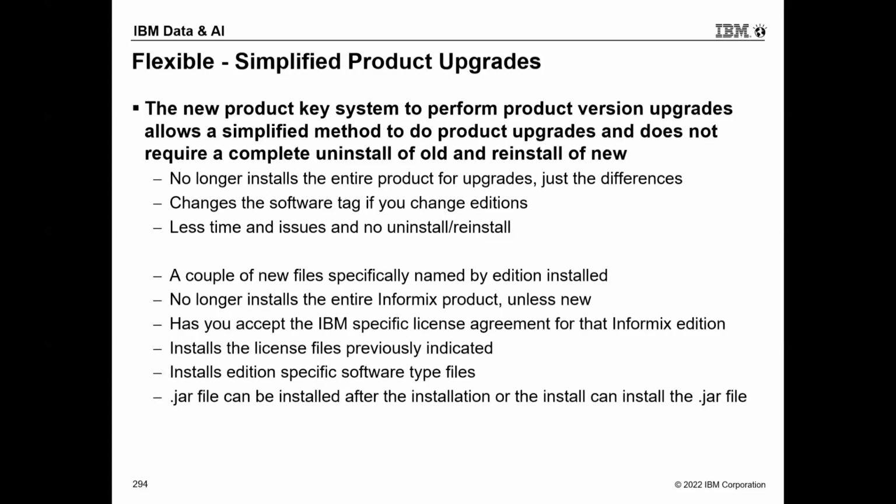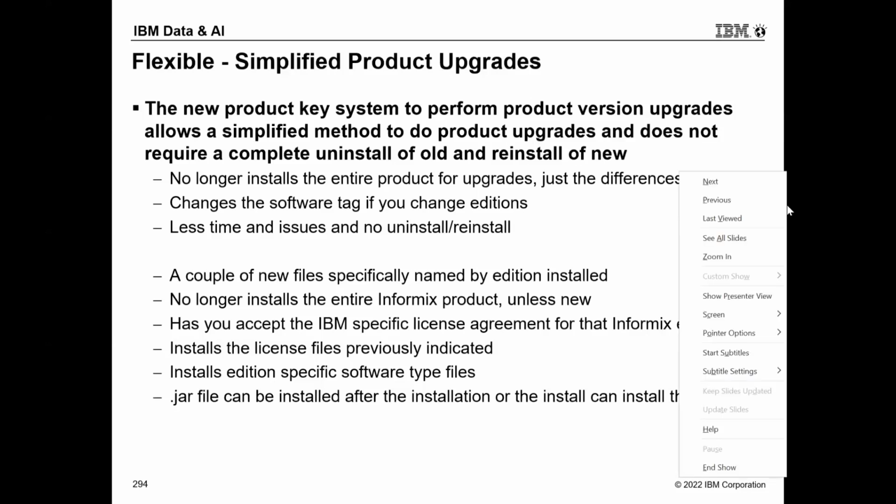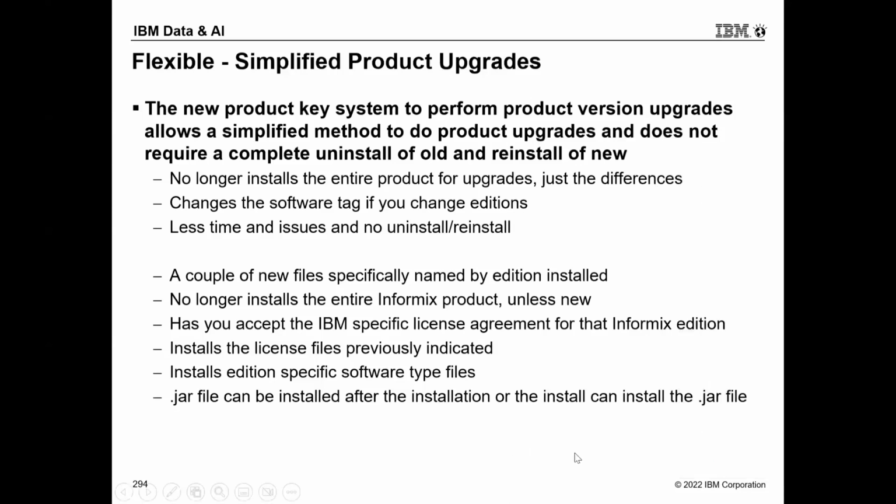There's a couple of new files specifically named by edition installed. It no longer installs the entire Informix product unless new. It has you accept the IBM specific license agreement for that Informix edition. Installs the license files previously indicated. Installs edition specific software type files. And the .jar file can be installed after the installation, or the install can install the .jar file. You leave the .jar file that you get in $INFORMIXDIR when you're done with it.